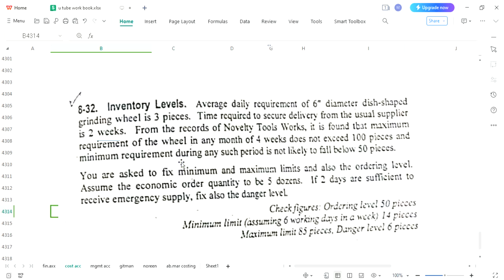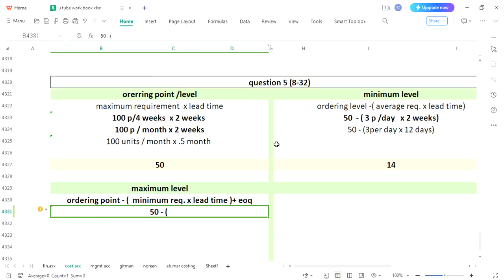Go back to the question and you can see this 50 pieces is minimum requirement for 4 weeks. So minimum requirement 50 pieces per 4 weeks. Again, it's illogical. Rate would always be given for 1 unit instead of 4 weeks. So as we have changed it in the ordering part, we will change it again over here.